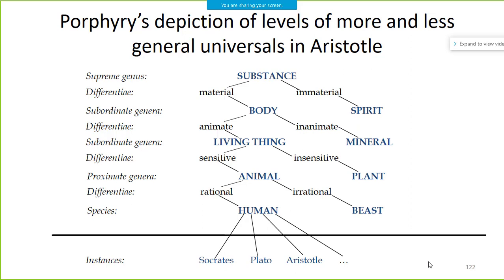And this is the way in which Porphyry, who was a commentator on Aristotle, may have drawn a picture. So he gives us the ingredients for this picture. And the supreme genus, he says, is substance. And then there are material substances called bodies. There are living things which are animate bodies. There are animals which are sensitive living things. And there are humans which are rational animals. And then there are instances of human, such as Socrates.